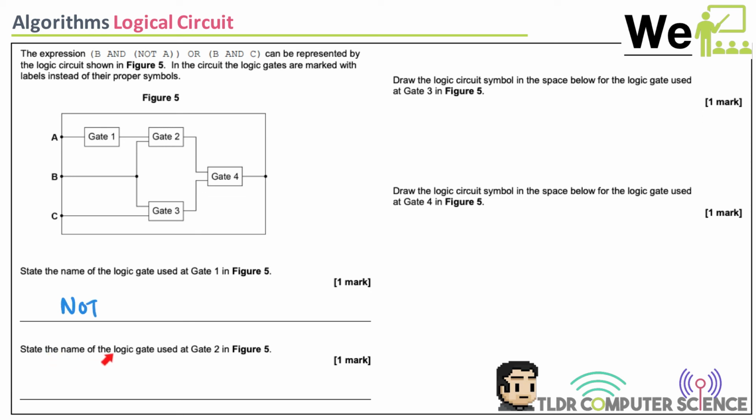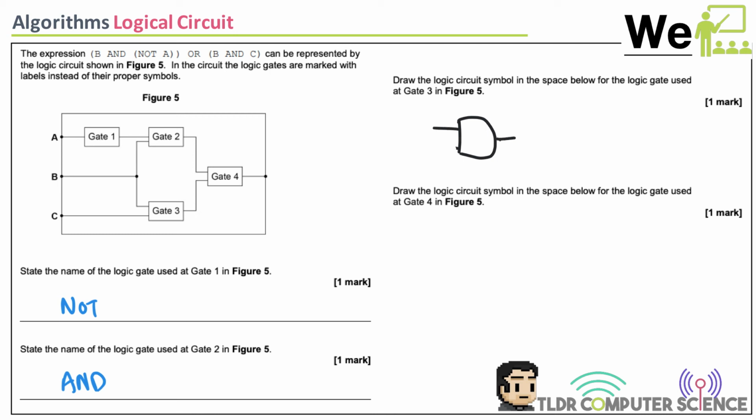This one here, state the name of the logic gate used at gate 2. So now it's asking you to figure it out. Well, you've moved out of NOT. What do you reckon it is? Looking at these, AND. See? So that AND is that one there. That AND is that one there. And then gate 4 is an OR. Perfect. So does that mean gate 3 is the AND as well? Yes, it is. Draw the logic circuit symbol in the space below for gate 3. So what was gate 3? So what we're going to draw? Yeah, so straight line down, like this. What else? Am I finished? 2 inputs, 1 output.